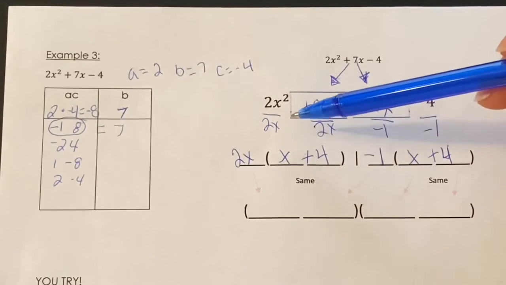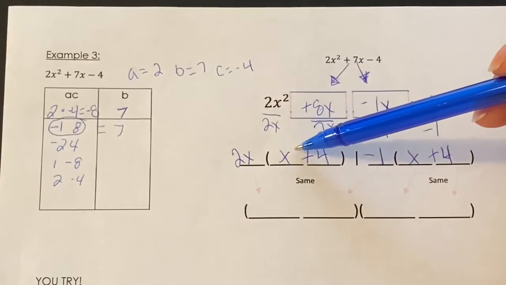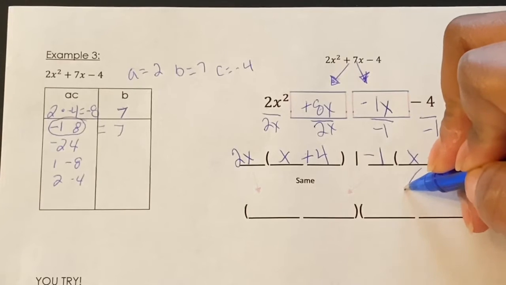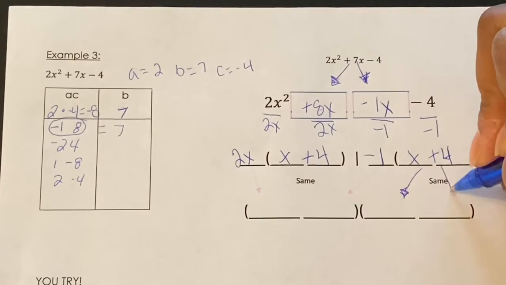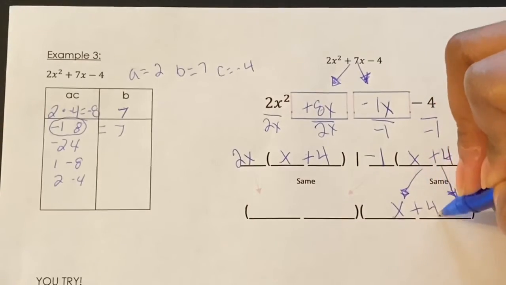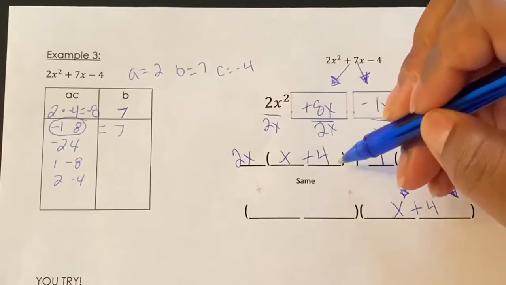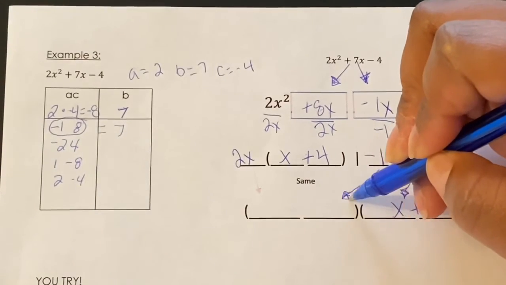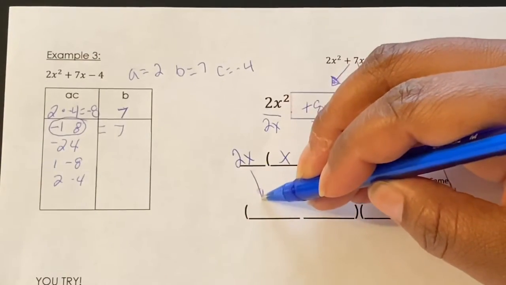As you can see here, the numbers in the parentheses here and here are the same. X plus 4, x plus 4. I'm going to write this x plus 4 as one term, one factor. And then I'm going to take my GCFs, negative 1 and 2x, and I'm going to write them as a factor.